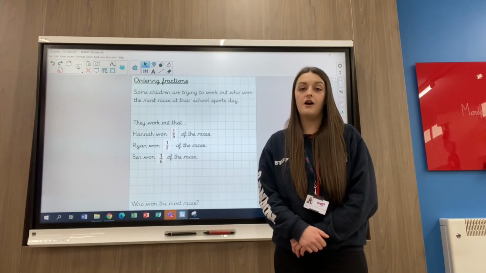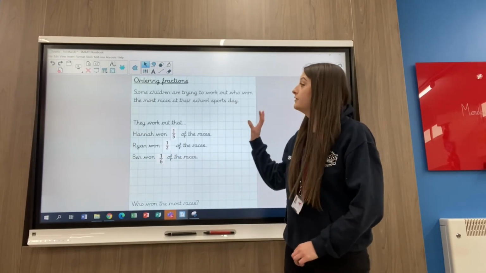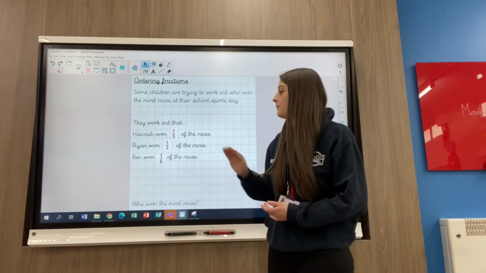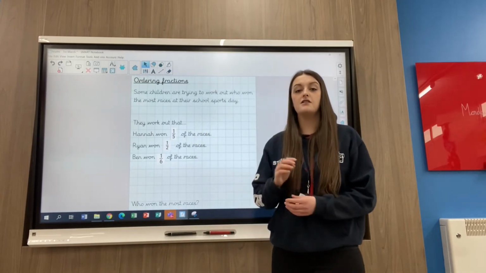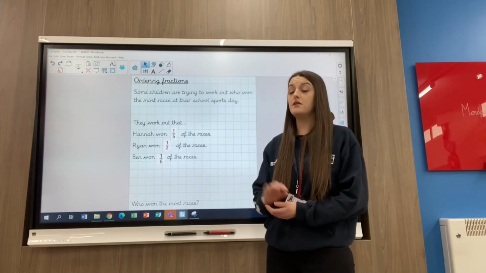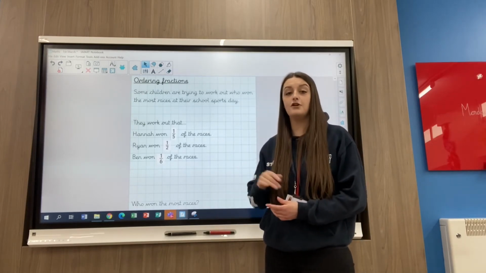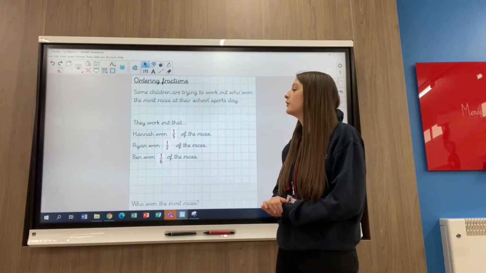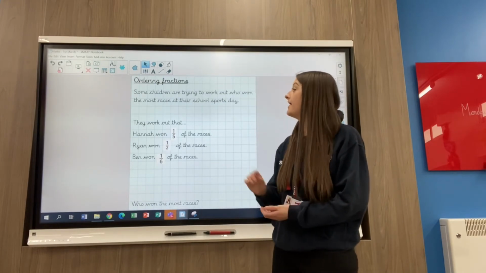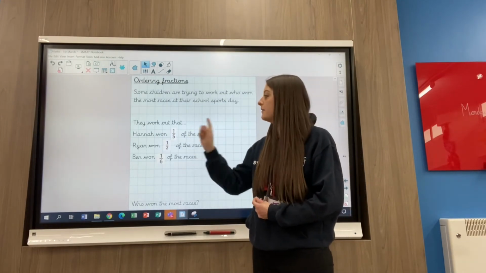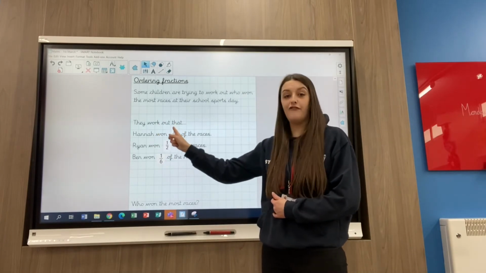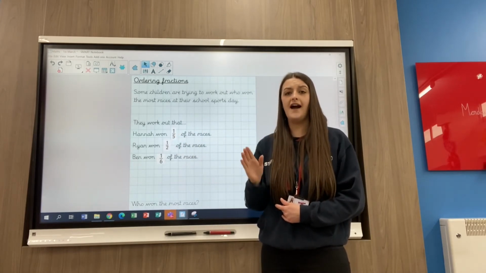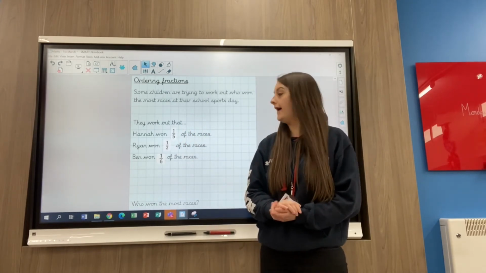So on your page 31 at the top today on question 4, you'll notice you've got a similar word problem like this involving fractions, but I've just changed some of my fractions so they're a little bit different to yours. So we know with a word problem we need to read it through carefully first to understand it. So we've got some children are trying to work out who won the most races at their school sports day. They work out that Hannah won 1/5 of the races, so that means for every 5 races that were ran, she won 1 of them, okay?